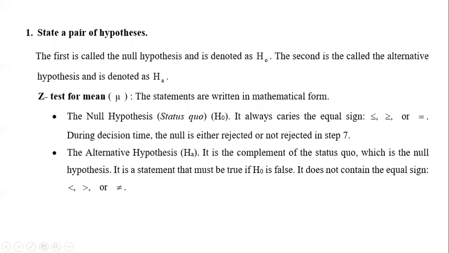So the first step in applying a z-test for mean or chi-square test using the critical value approach is to state a pair of hypotheses. One is called the null and one is called the alternative. For the z-test for mean, the null will have those signs there: less than or equal to, more than or equal to, or equal to. And for the alternative, it will have those signs there: less than, more than, or not equal. So that is the hypothesis for the z-test for mean, because that's the first step.